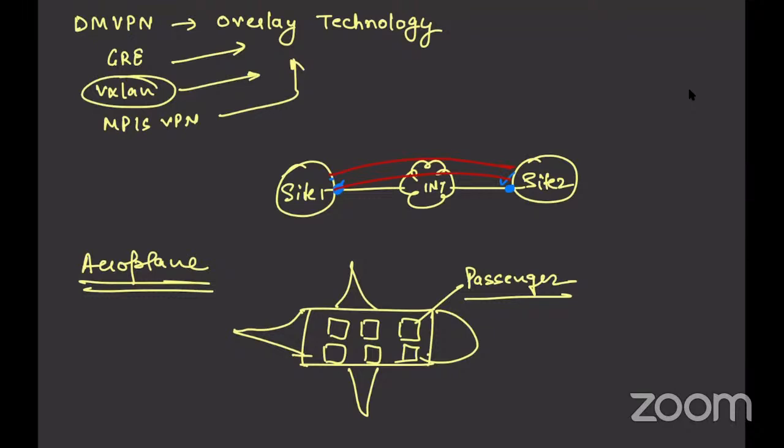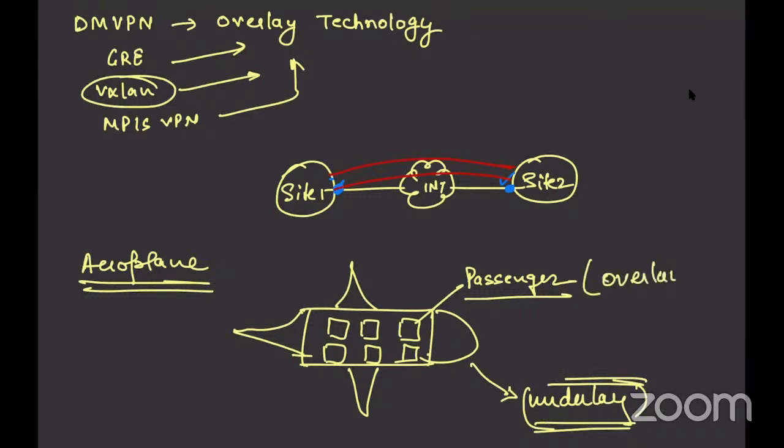So this aeroplane is overlay or underlay? Underlay. So this aeroplane is underlay, and we passengers who are traveling inside it are overlay. So this way also you can remember the things. People will think of it like traffic: overlay traffic is going to go inside your tunnel, once the underlay is established.